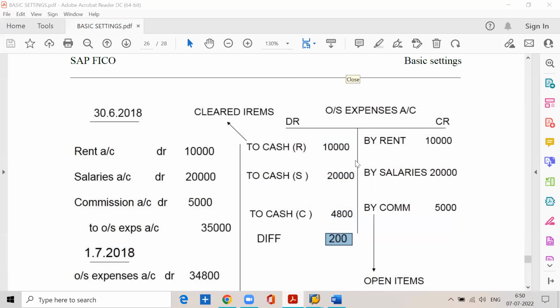It's not TDS, right? Lakshmanarayana. It's not TDS. Let us see what is that. So there is a difference of 200 rupees.